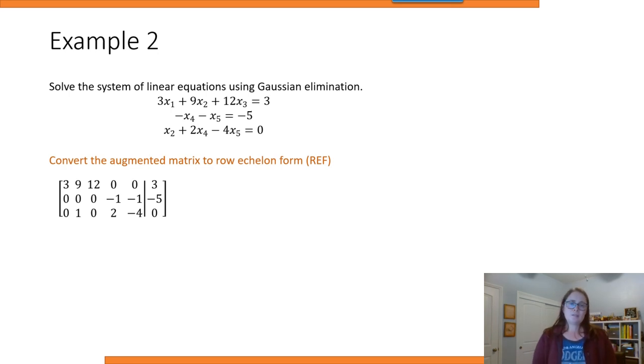And now I want to get this in row echelon form. First thing is we usually try to get a 1 in that first position, row 1, column 1. Right now I have a 3. So if I multiply the first row by 1/3, then that would give me a 1 in that first position.